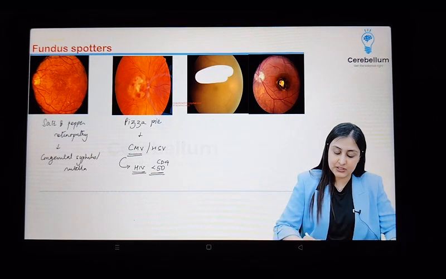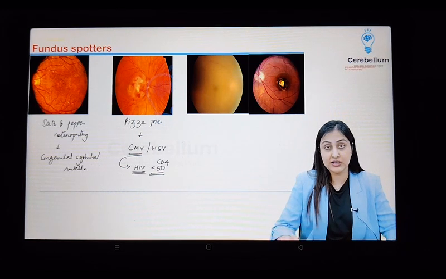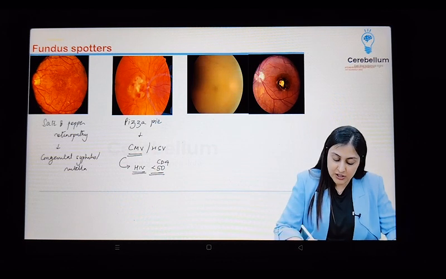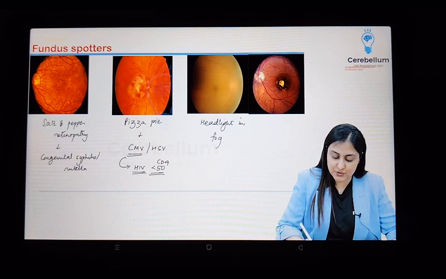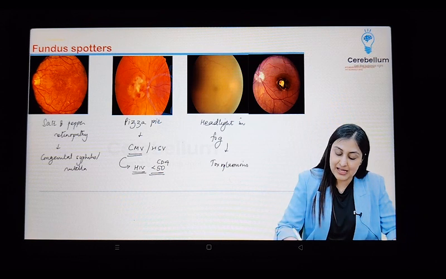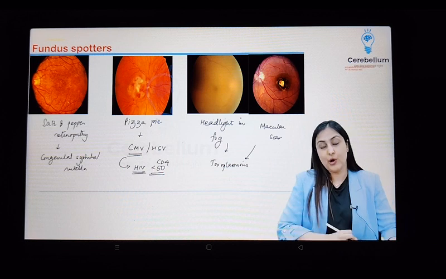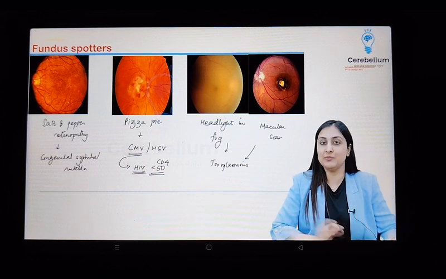Then when you see this very typical appearance of headlight in fog, it does look like there is a headlight in the fog. So this headlight in fog appearance is what is seen in toxoplasmosis. Okay, so this is seen in toxoplasmosis. In fact, in untreated cases, you will have this scarring, which is known as macular scar in toxo. Alright, so these are the infections that you got to be aware of.